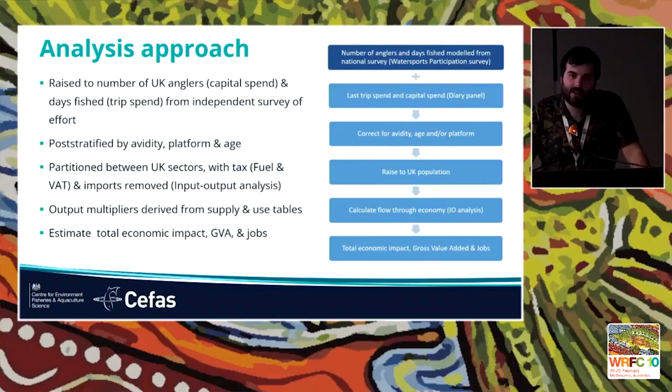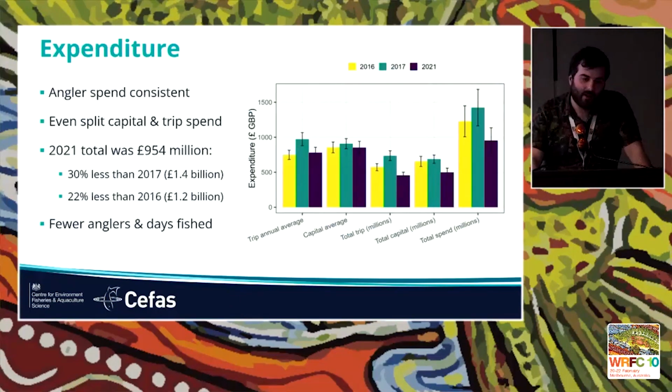We then use what's called an input-output analysis, and if you're like me, you're not an economist, you have no idea what that means. What it essentially does is it just takes away the taxes and the import duties that are imposed on the items, so you get a raw figure for how much it's worth to the economy. And you do this using supply and use tables, which give you multipliers that you just multiply numbers together to get these figures out. And what that enables you to do is to estimate these total economic impacts, gross value added, and number of jobs supported.